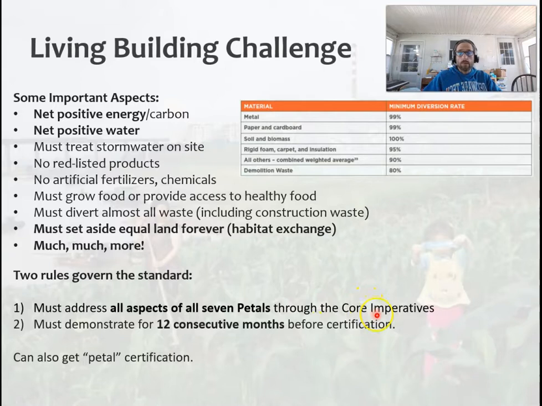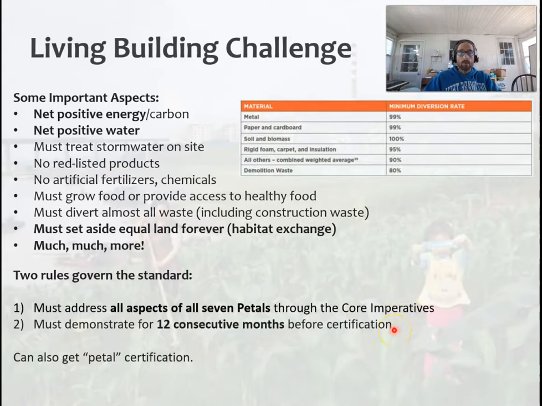But there are two really important aspects that are different than LEED, and you want to jot this down. Number one, in order to get a full Living Building certification, you have to satisfy every single category. So remember that LEED scorecard? If that was a Living Building scorecard, you would have to hit every single one of those. If you don't hit every one, if you get 99%, that 1% will prevent you from getting your certification.